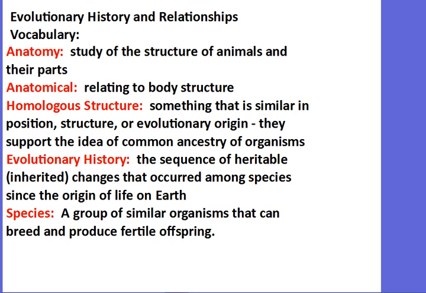The thing that makes it a species, and we don't really get into a big discussion of that, is they have to be able to mate and produce fertile offspring. A cat and a dog are not of the same species because they cannot mate and produce offspring.